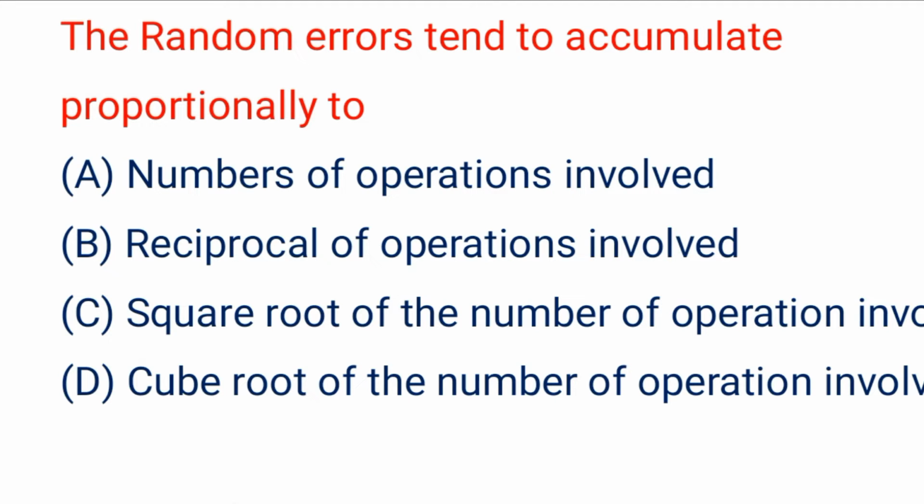Next question, the random errors tend to accumulate proportionally to option A number of operations involved, option B reciprocal of operations involved, option C square root of the number of operations involved, option D cube root of number of operations involved. The correct answer is option C square root of number of operations involved.